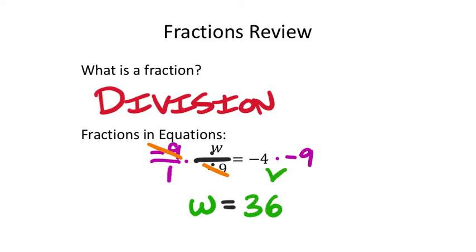You can put that in the calculator to make sure. And then, again, just to make sure, you could say, well, what is 36 divided by negative 9? Yeah, it's negative 4. That's true. So this value of W will give us a true statement here, okay? Which is the whole point of this.